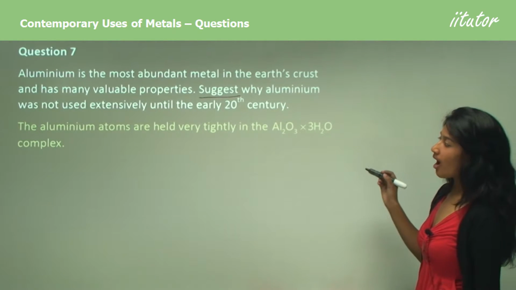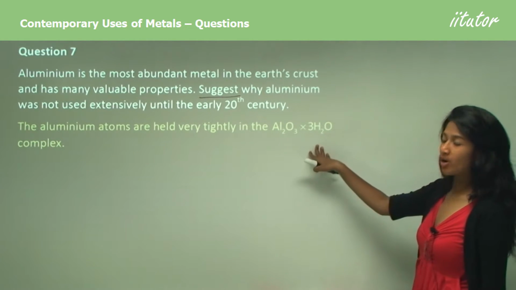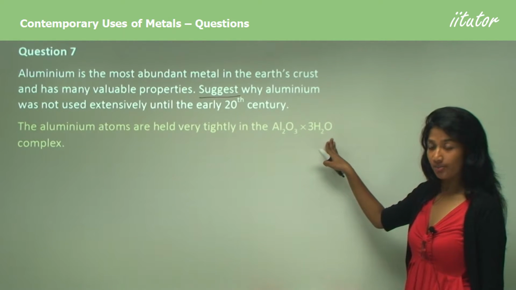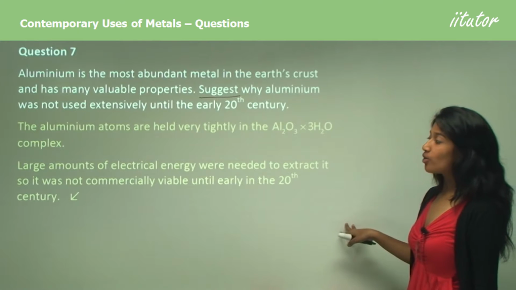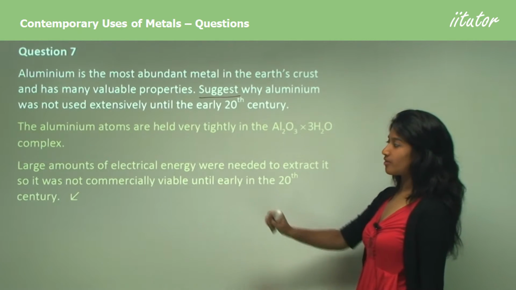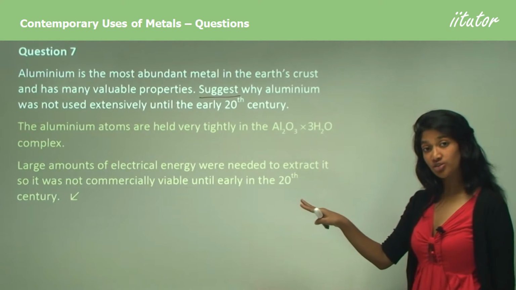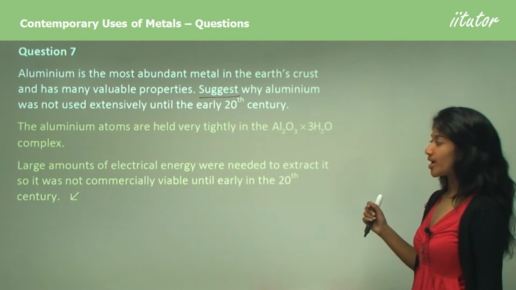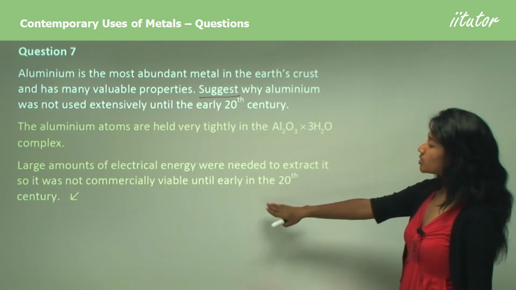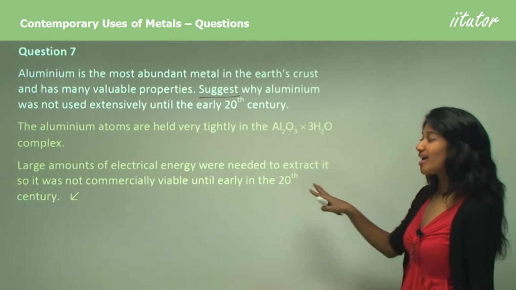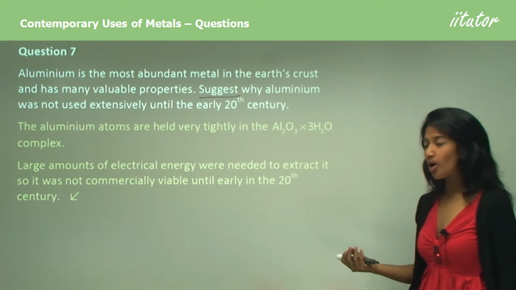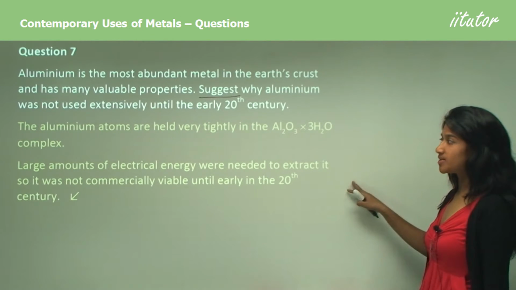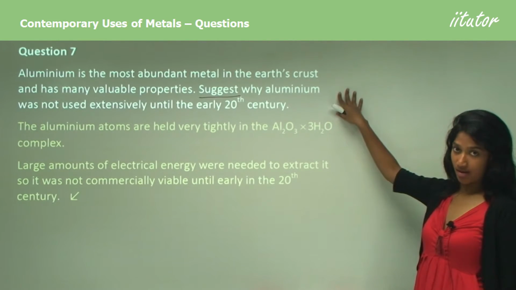Aluminium atoms are held very tightly in the bauxite complex. So here we have the chemical formula for the bauxite complex. And also very large amounts of energy, especially electrical energy, because this uses the electrolytic process to separate the metal, were needed to extract it, and so it was not commercially viable until the early 20th century. So this is a very good descriptive answer of what is asked here.